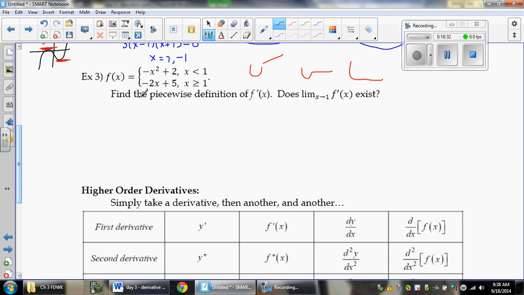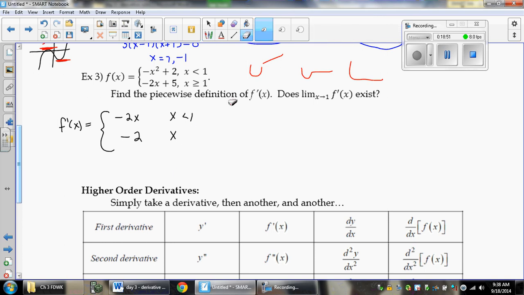If I have this function, the piecewise definition of f prime is just going to be the derivative piece by piece. It's going to be negative 2x, 2 goes to 0, and then negative 2, for x less than 1 and for x greater than 1. Nope, whoa, I said the wrong thing. Less than 1, greater than 1. Wow, that was a bad mistake. So when you break up your piecewise definition, it's just less than and greater than. You do not put an underline on anything yet.